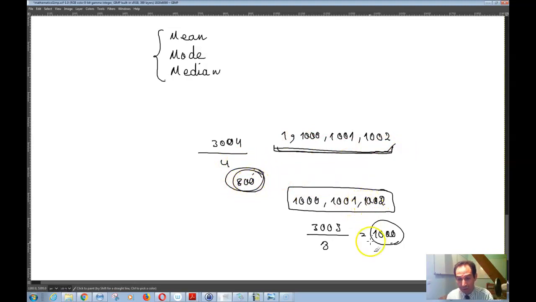1000 is a much better representative of these 3 observations than 800 is of these 4 observations. If you want to compare these 2 sets of observations, 800 is very, very far from them. So when there are extremes in your data, you will get into such problems with the mean.